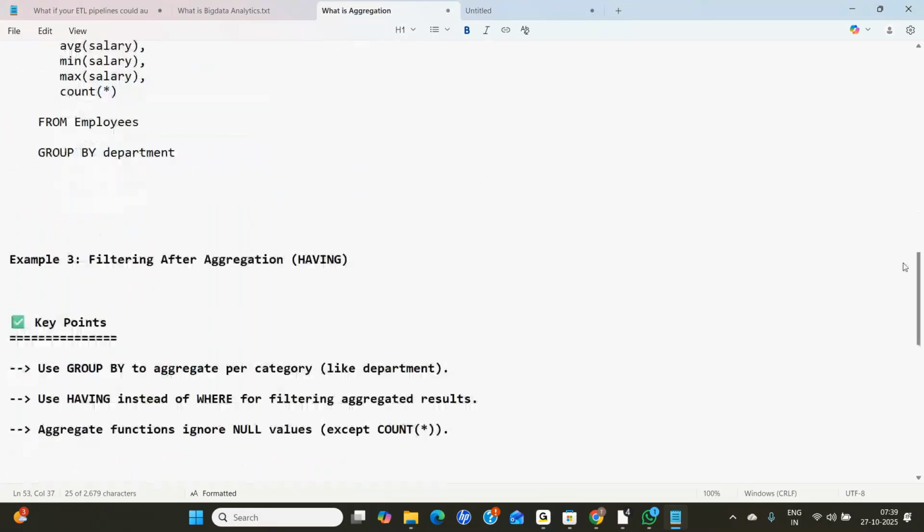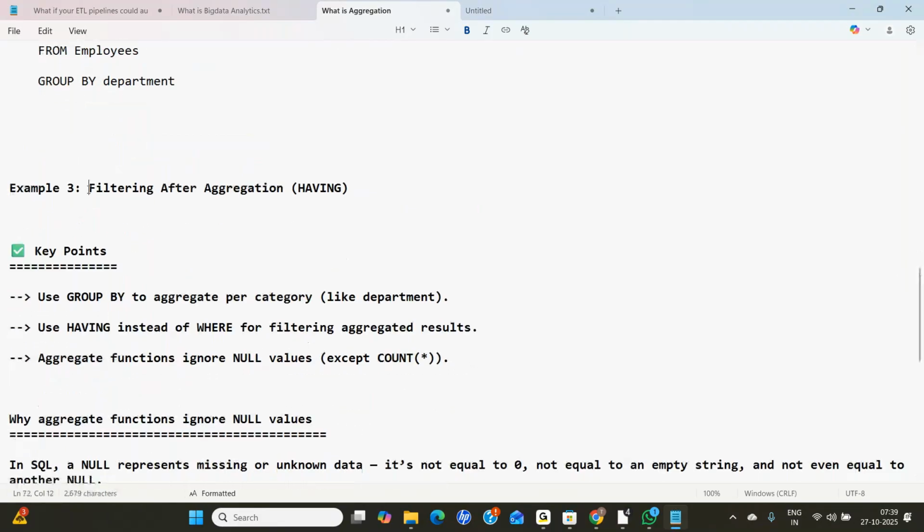So, filtering after aggregation using having clause means you are filtering the aggregated rows. If you want to filter the detailed rows, then you can go for where clause. If you want to filter on aggregated rows, you can use having clause.